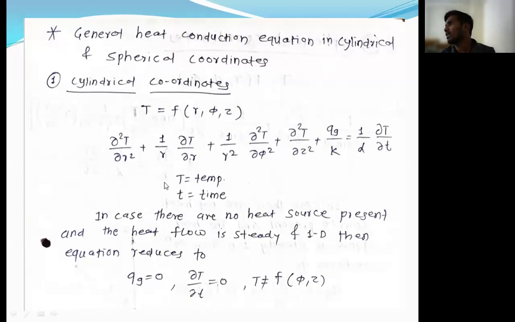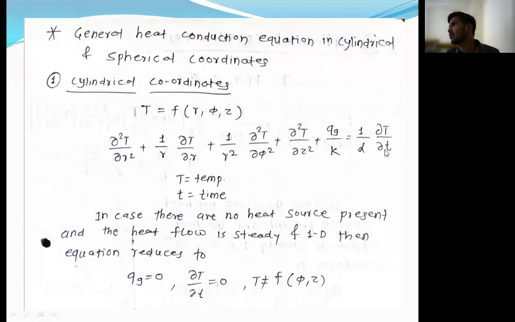Okay, already we have derived the equation for the Cartesian coordinate system. In that manner, we have written the equation for the cylindrical coordinate system. Similarly, we have to write down the equation for the spherical coordinate system. Here derivation is not there, so we have written the final equation. So write down the meaning of the terms.